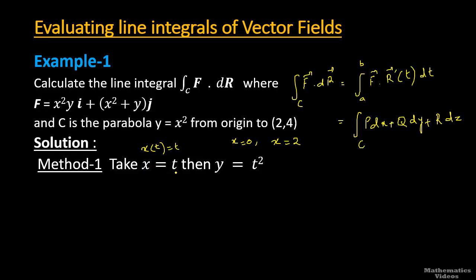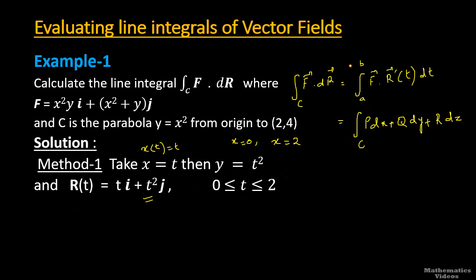Okay, so therefore the parametric representation becomes r of t equal to x of t, which is equal to t i unit vector, plus y of t, and y of t is t squared j unit vector, and the variation of t is from 0 to 2. So this is the complete parametric representation of the given parabola starting from the origin and ending at the point (2, 4). Hopefully this is now clear to you, and this was the main task in this method.